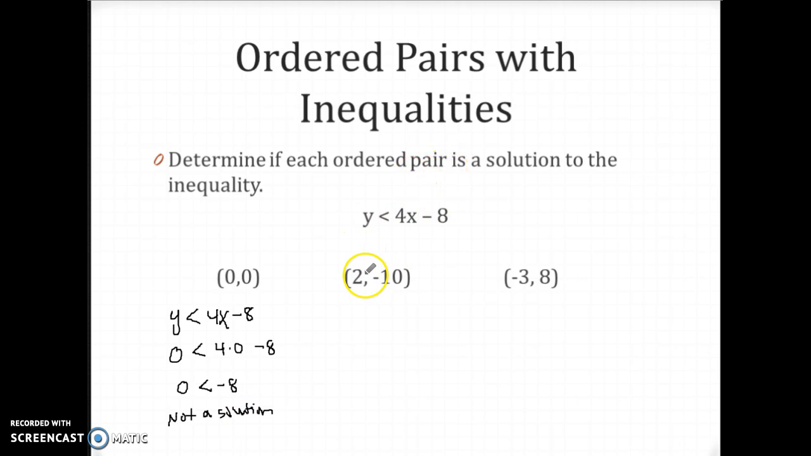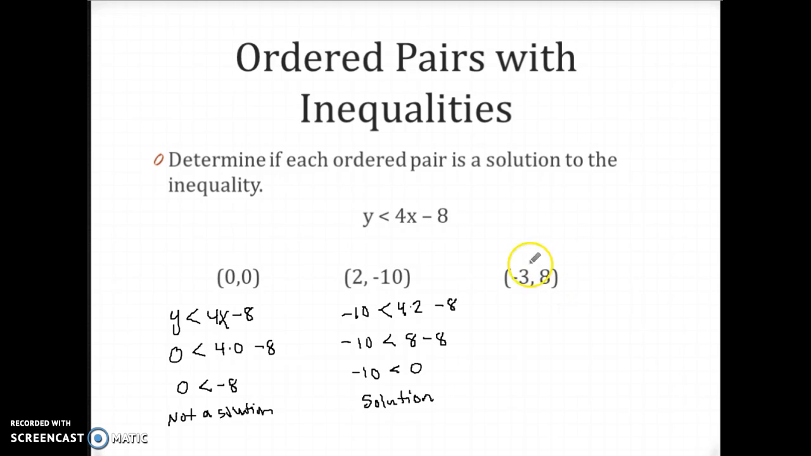Second example, plugging in negative 10 for y. So negative 10 is less than 4 times 2 for x minus 8. Negative 10 is less than 8 minus 8, and negative 10 is less than 0. This one is a solution because it created a true statement.